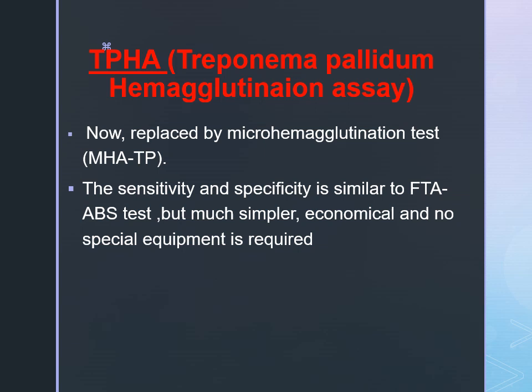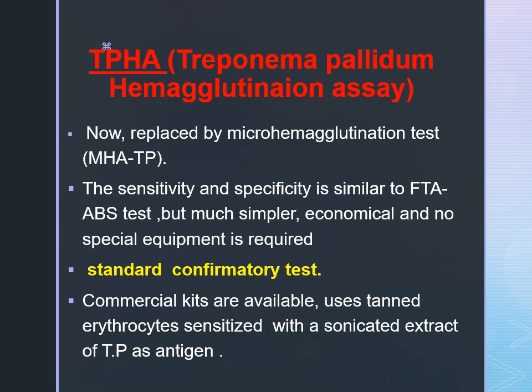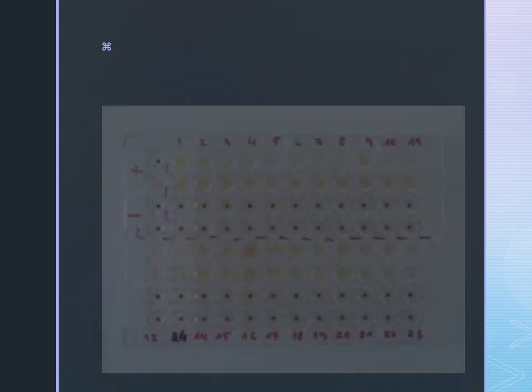And what is the property of RBC? They will form the rouleaux formation. So they form the rouleaux formation and they will form a button, that is, रेड कलर का आपको एक बटन की तरह नोटिस होगा, that will show that the reaction is negative. So it is a standard confirmatory test. कमर्शियल किट्स इसके लिए अवेलेबल हैं, इजीली आप उसको परफॉर्म कर सकते हैं.